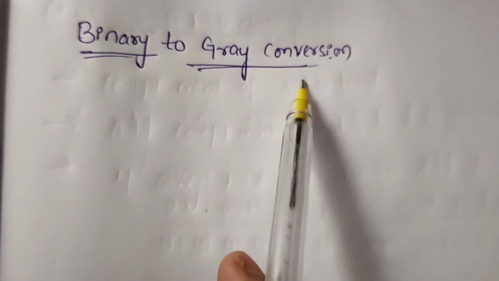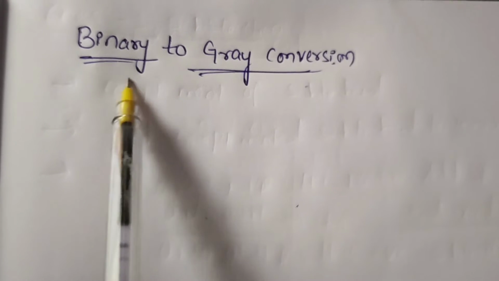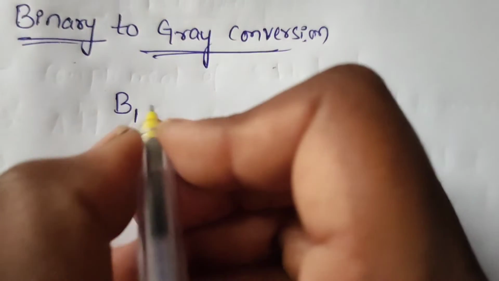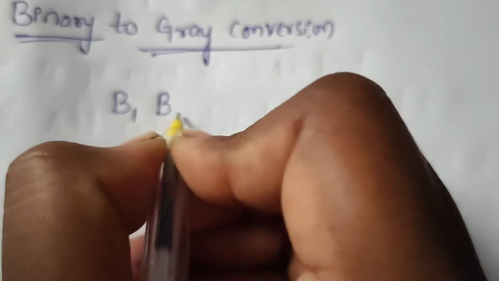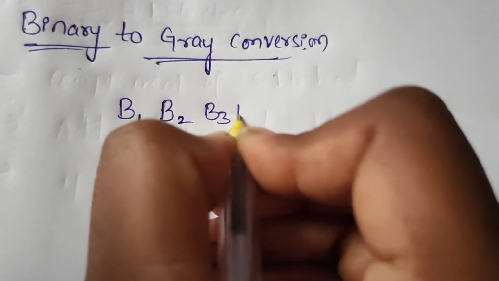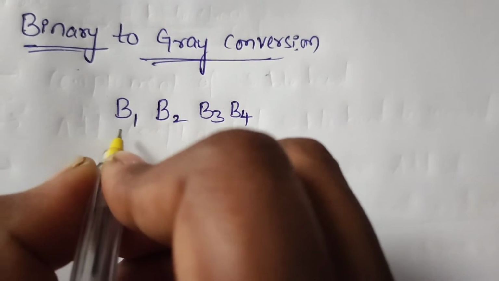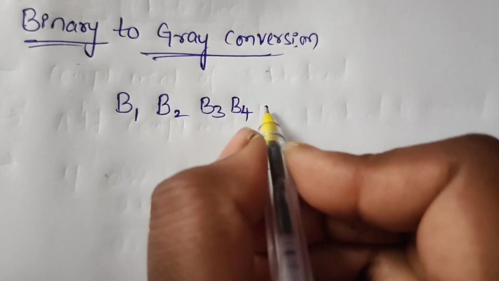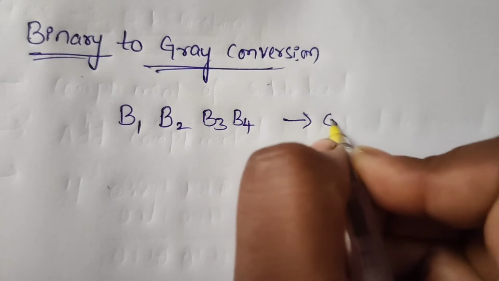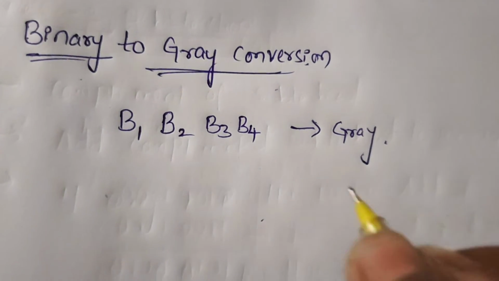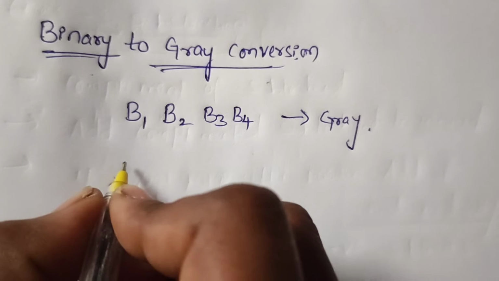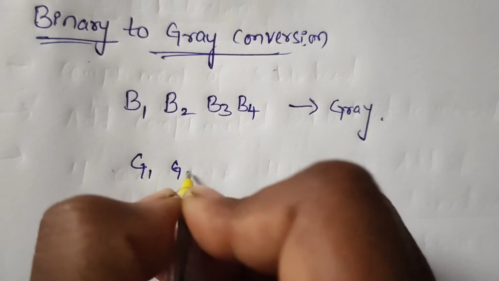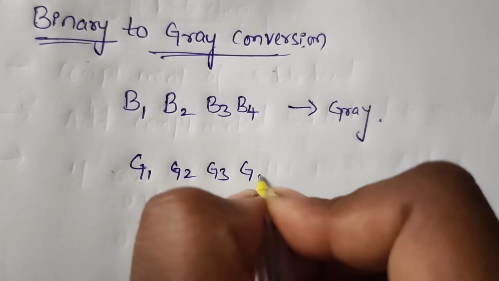Binary to gray conversions. To convert a binary number to gray code, we have a formula. Take a binary number of 4 bits, B1, B2, B3 and B4. These are the bits of the binary number, and this binary number is to be converted to gray. In gray, the bits are represented as G1, G2, G3 and G4.